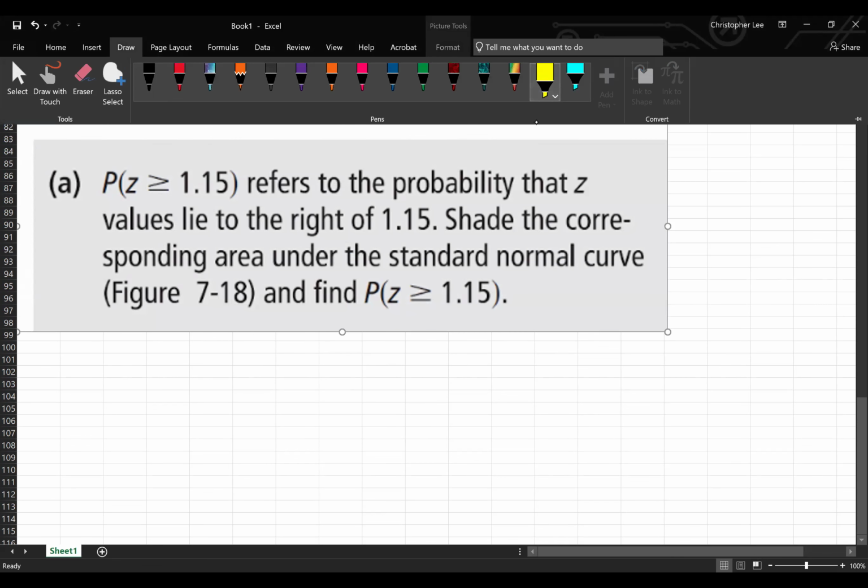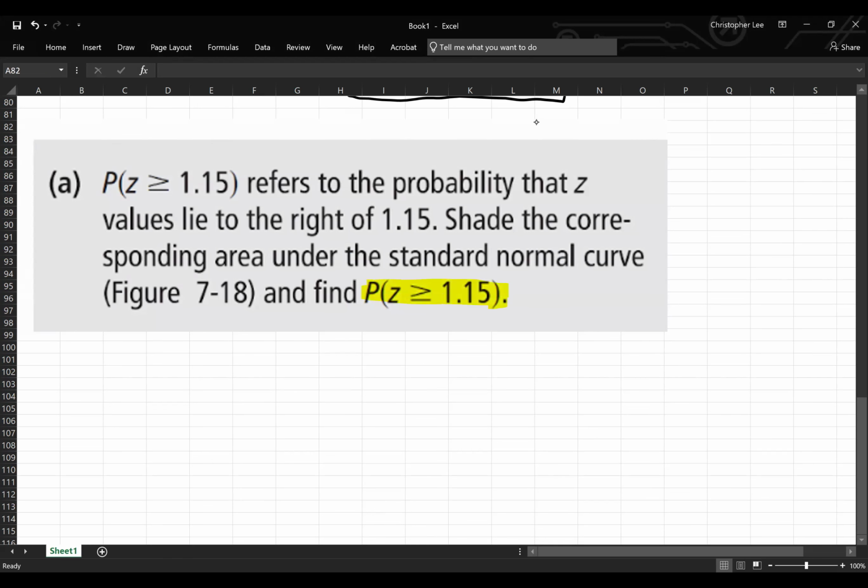Just so we're clear, this is all I'm asking you to do. All right. So you want to find the area to the left of 1.15? That's greater than. Yeah, to the right.